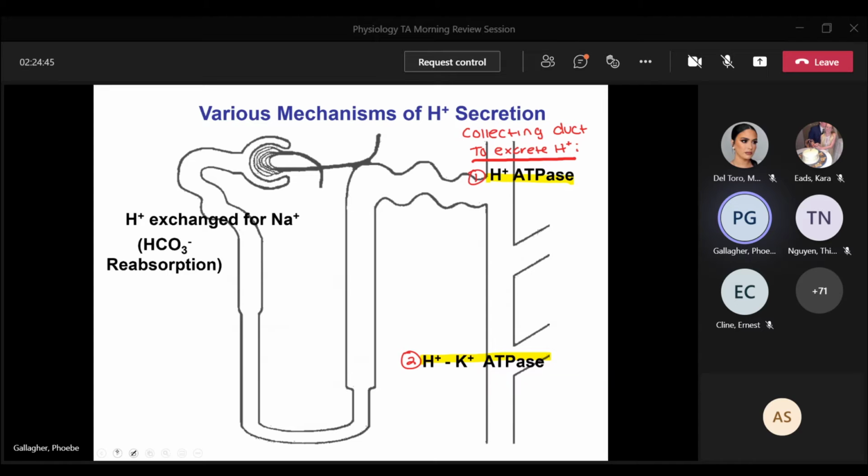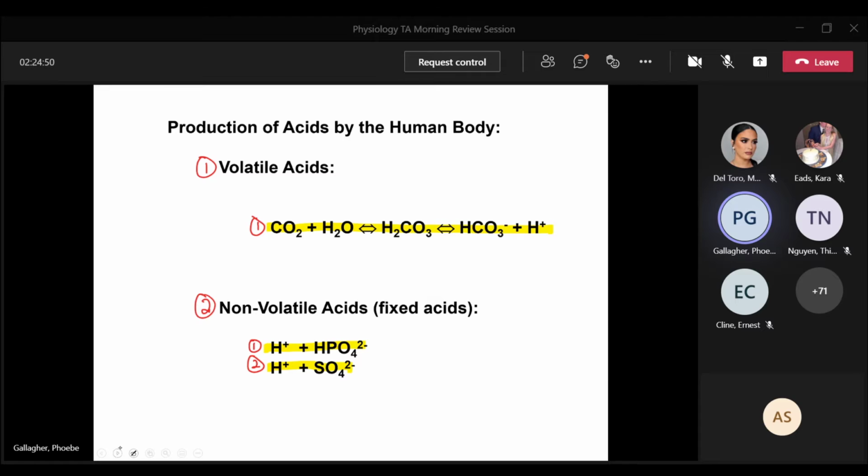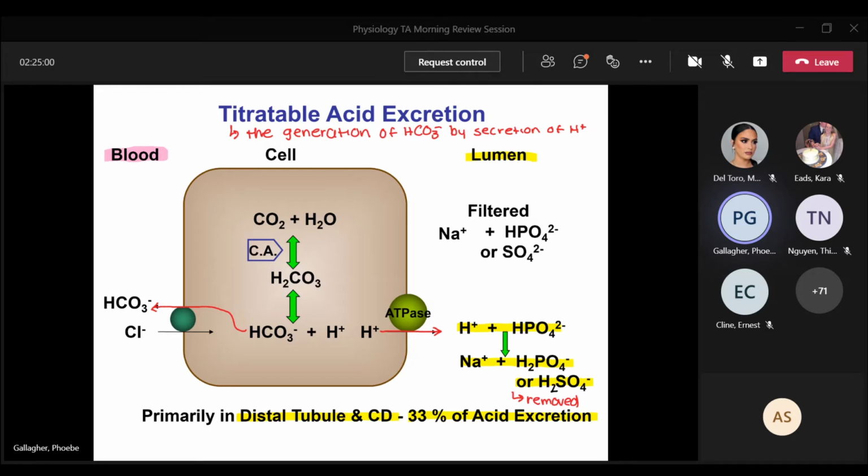Okay, so moving on to the actions at the collecting duct in the late distal tubule. Once again, you have your volatile acids, which are CO2, and your non-volatile acids, which is your phosphate buffer and, I guess, sulfate. So these also get filtered out. You'll probably remember that at the proximal tubule, you will see some reabsorption, but now we're talking about the distal tubule and the collecting duct. So a lot of this has been reabsorbed at the proximal tubule, but some of it still stays in the tubular fluid and makes its way down to the distal tubule and collecting duct.